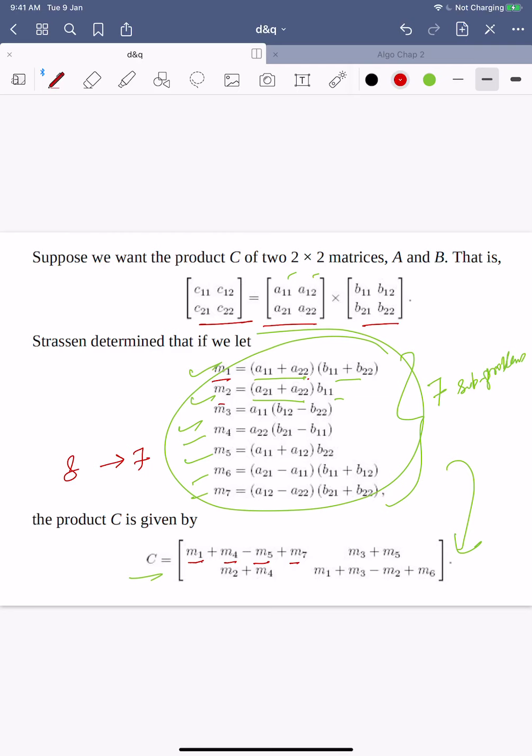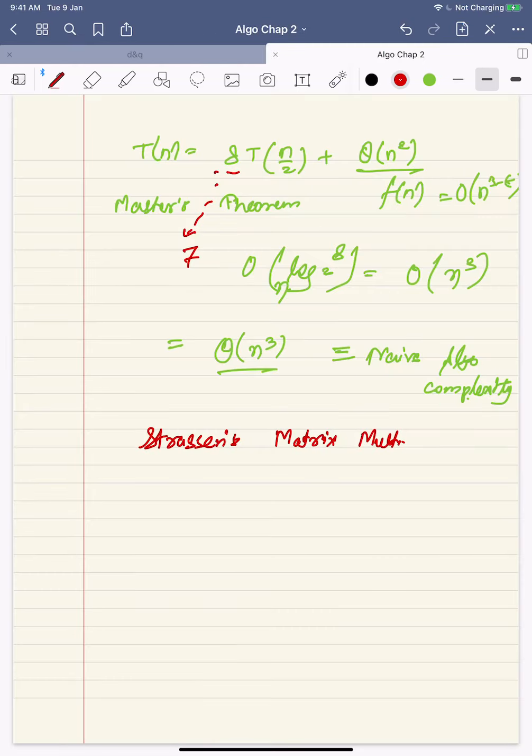Okay, and then immediately you see T(n) is 7T(n/2) plus theta n square, and that gives you much better complexity, theta n to the log 7 to the base 2. Now this is much better than theta n cube, the naive algorithm.